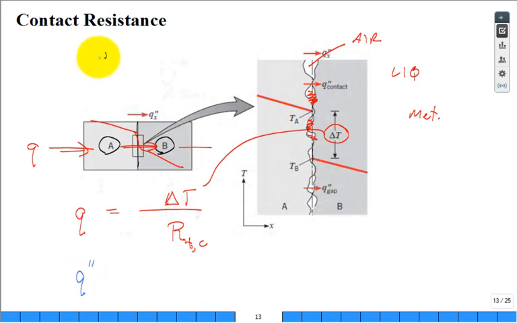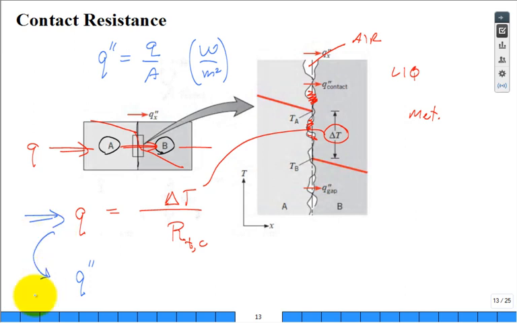Hey, I forgot. What is Q double prime? Is that Q divided by A, or is that Q times A? It's Q divided by A. That's our heat flux. All right, so units of watts per meter squared. Somebody says, I like this equation. I'd like to modify that equation to get Q double prime.